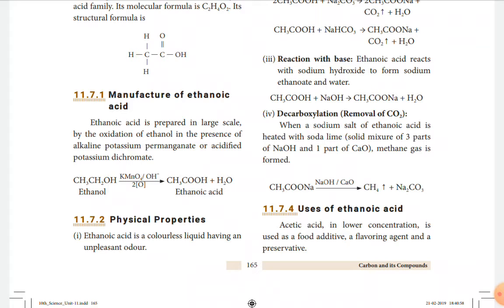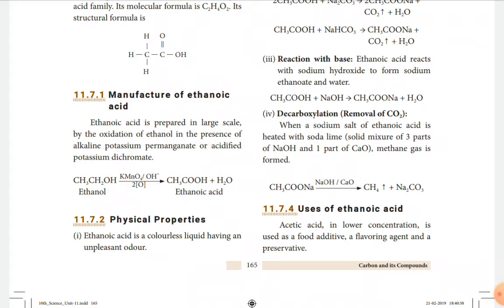Ethanoic acid reacts with sodium hydroxide to form sodium ethanoate and water. What is the formula of ethanoic acid? CH3COOH. Then sodium hydroxide, NaOH, gives the CH3COO, which combines with the metal sodium to give CH3COONa. That is sodium ethanoate, a salt, formed plus water.